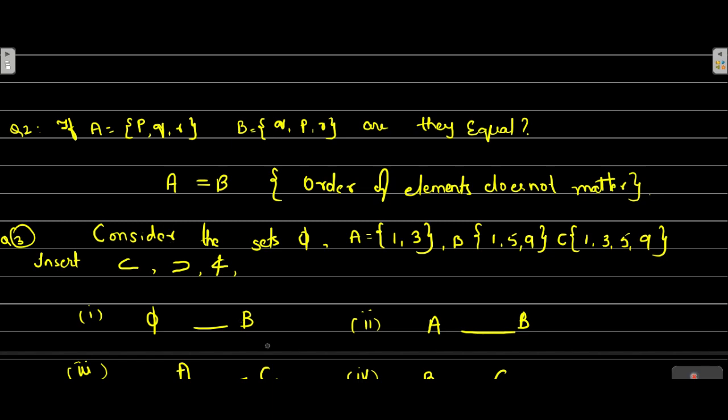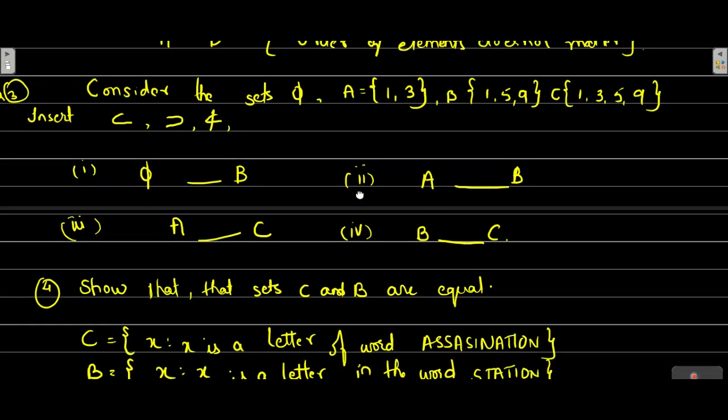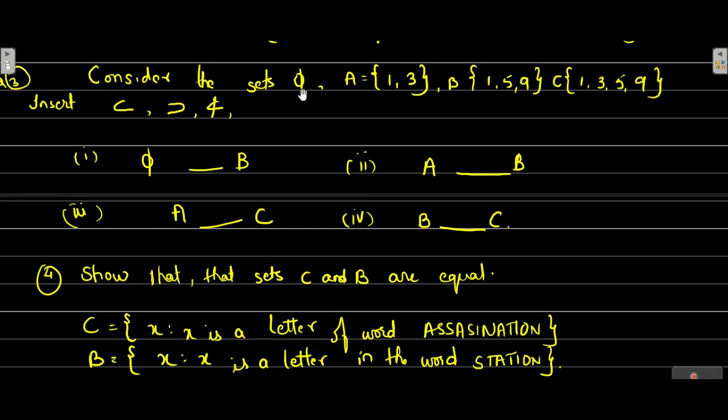Okay. Now, coming to the next question, we have here set. What do you mean by this? This is the null set, right? A is a set which has 2 elements, 1 and 3. B is a set which has 1, 5 and 9, that is 3 elements, and C is a set which has 4 elements, 1, 3, 5 and 9. We have to insert these symbols in the fill in the blanks. What does each of them represent?